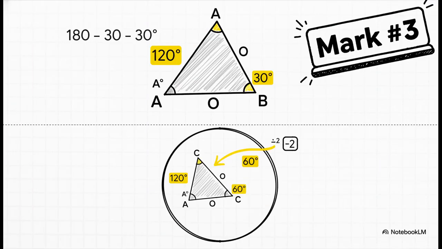So let's use it. Look at our triangle AOB. We know the 2 base angles are 30 degrees each. That's 60 total. Angles in a triangle add up to 180, right? So the angle at the center, AOB, has to be 120 degrees. And now, using our theorem, the angle at the circumference, ACB, must be half of that. So it's 60 degrees. And there it is. Our third mark is secured.